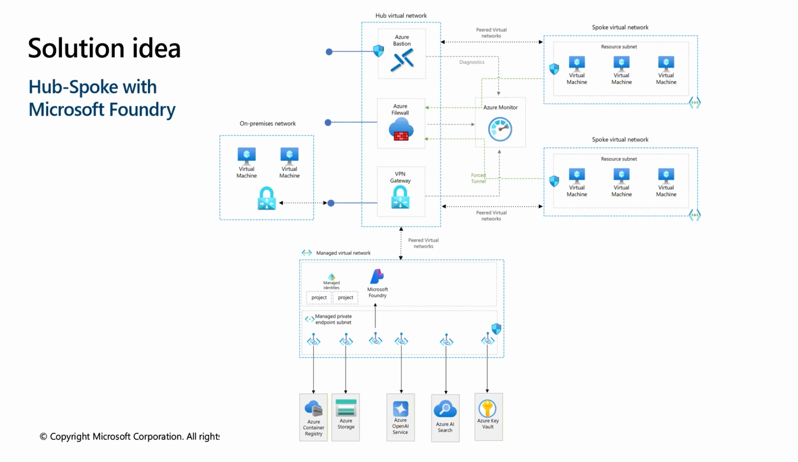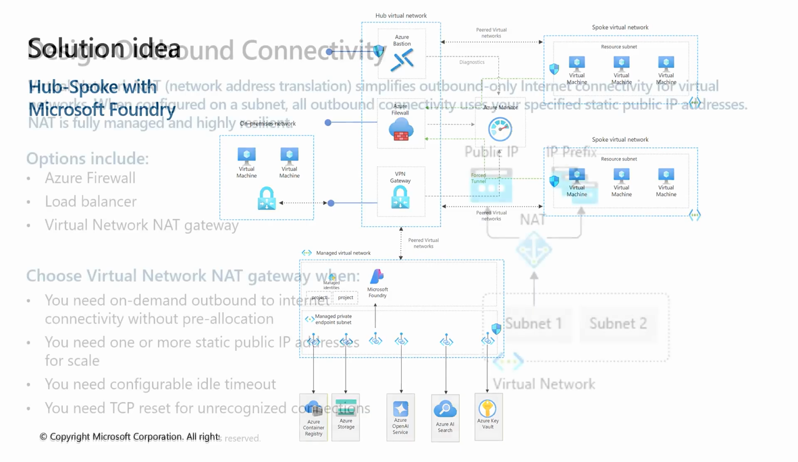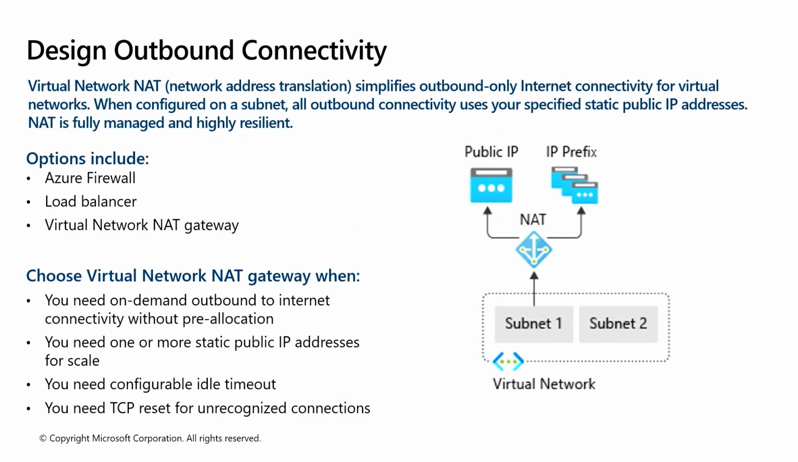Our spokes are isolated and can be in the dedicated application landing zone subscription. They can contain infrastructure as a service solutions as well as isolated PaaS workloads. Outbound connectivity is sometimes neglected, but outbound is how your workloads reach updates, APIs, partners, and the internet. Network Address Translation, NAT, simplifies outbound connectivity for our internal resources. Our private IPs are translated to one or more static public IPs. As a reminder, default behaviors may change over time.